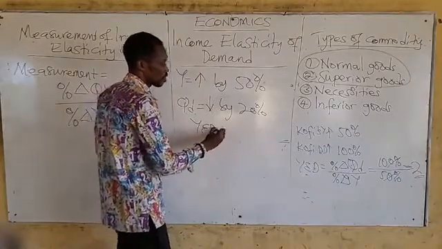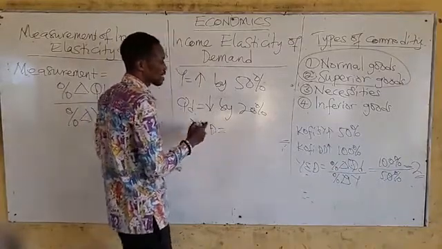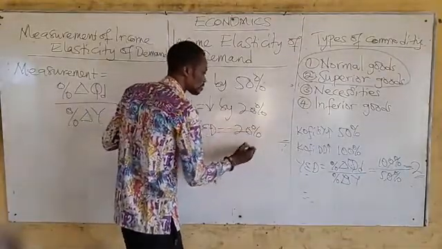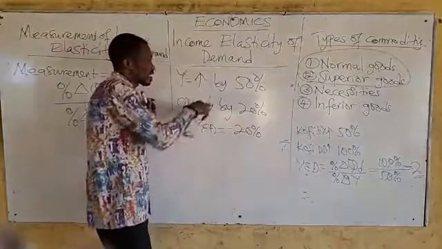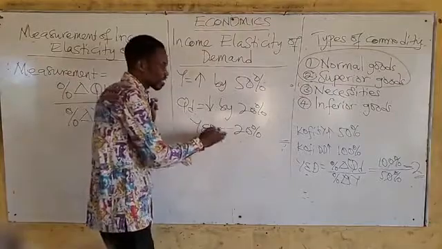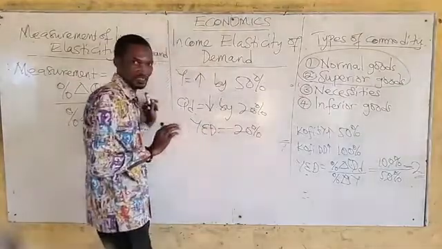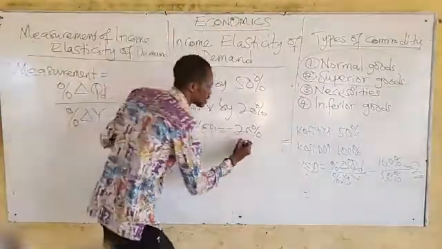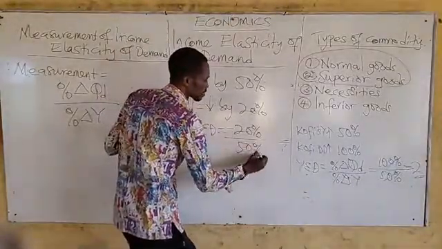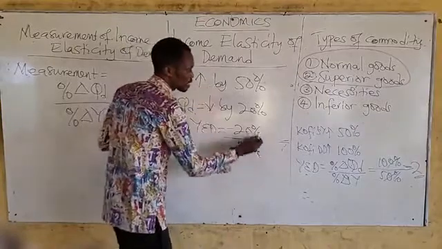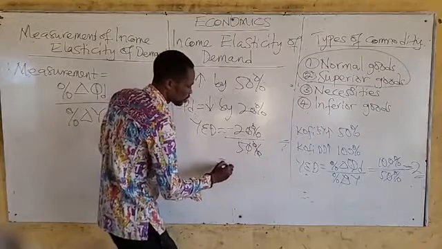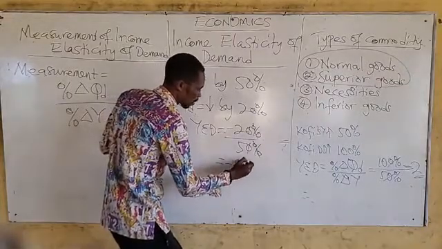Income elasticity of demand will be equal to the percentage change in the demand, which is negative 20%. Because I said it has gone down. Once the percentage has gone down, you can't write it as 20%. It is written as negative 20% to show that there is a reduction. Divided by the increase in the income, that will be positive 50%. So you cancel out. This will take this away. So this will give you negative 0.4.